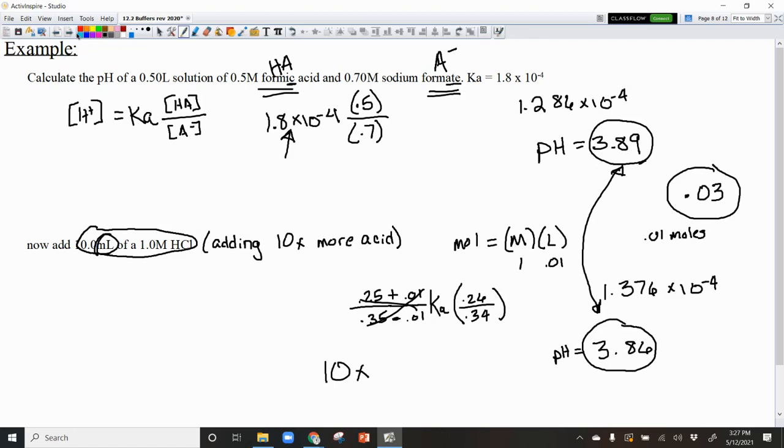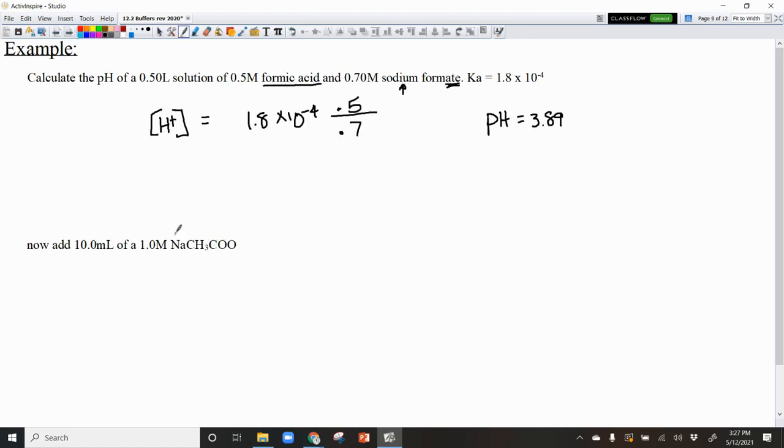Is that the same? Oh, we're adding acid here. Okay, so here we're going to add the conjugate base. It's the same problem, but on the previous problem we added acid, and on this problem we're going to add the base. So here is our spectator ion. Here's the base. We're adding 10 milliliters of the 1 molar base. So again, it's 0.01 moles.